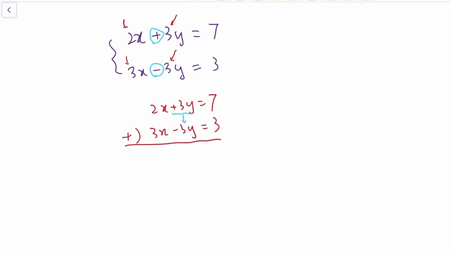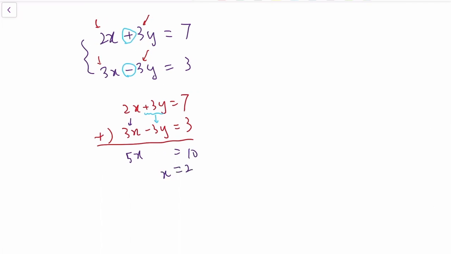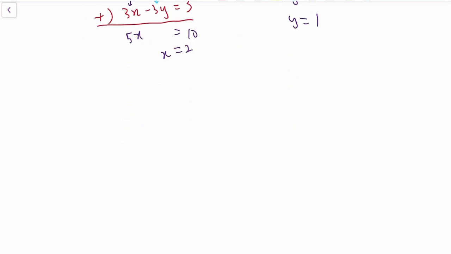Then we can add the other stuff. 2x plus 3x is 5x. 7 plus 3 is 10, so x is 2. By now you probably realize the answers are all the same in all my examples. But it doesn't matter. I just want to teach you the method. So we substitute x being 2 back into the first equation to solve for the other unknown.